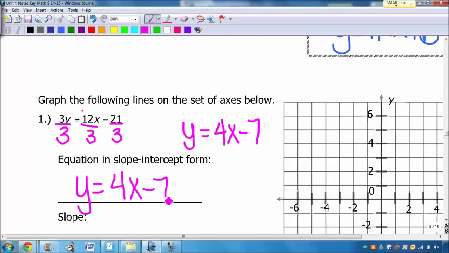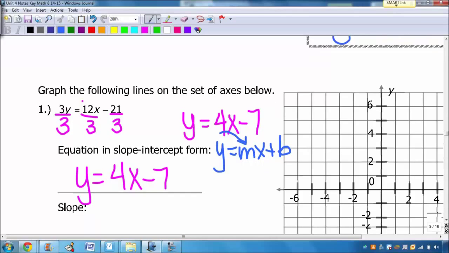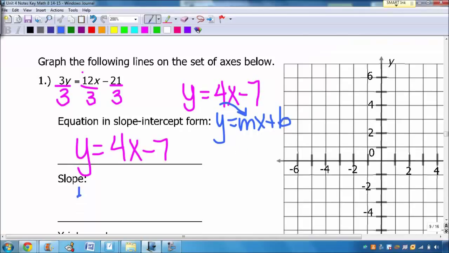Now, here's where you have to be really careful. The general equation we said was y equals mx plus b. So the number in front of the x, the coefficient of the x, is your slope. It's the m. So your slope is 4, but it has to be written as a fraction, so the denominator is invisible. It's 4 over 1. Now don't forget that slope really means just the rise over the run. So this means it's going to go up 4, and it's going to go over 1. It's the rise over the run, okay?